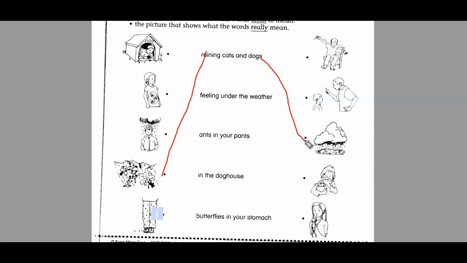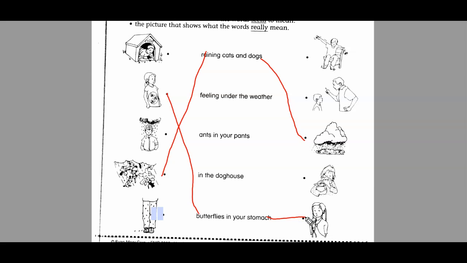So what should you do? Look at this picture. What's going on there? It looks like she has butterflies in her stomach. But that really means what? She's nervous. So which one of these shows that she's nervous? She's singing in the corner. Yeah, right here. It looks like she's singing. She has a mic in front of her.